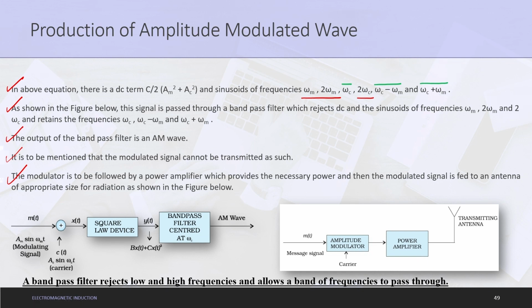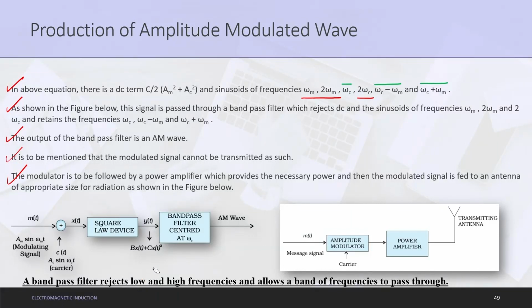One of the major lines from every concept we talked about in the last 5-10 minutes is: a band pass filter rejects low and high frequencies and allows a band of frequencies to pass through. These are a band of frequencies, omega c minus omega m to omega c plus omega m. The carrier wave is required because it is the major concern for the transmission of a low frequency from point A to point B, and side bands are required, so a band of frequencies is being allowed. So, a band pass filter rejects low and high frequencies and allows a band of frequencies to pass through. Please remember this concept.